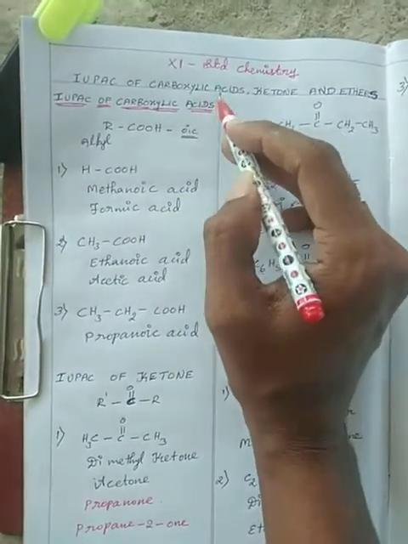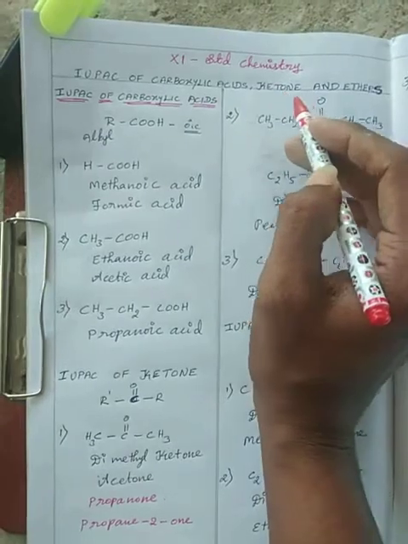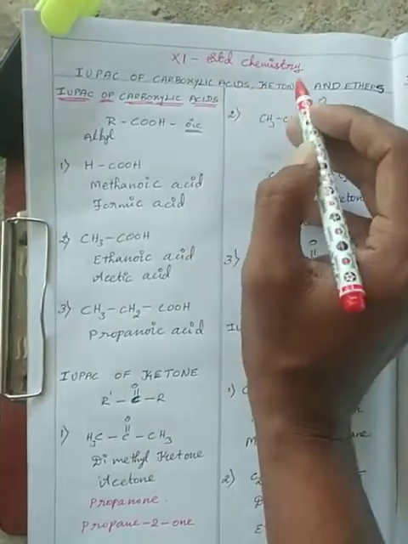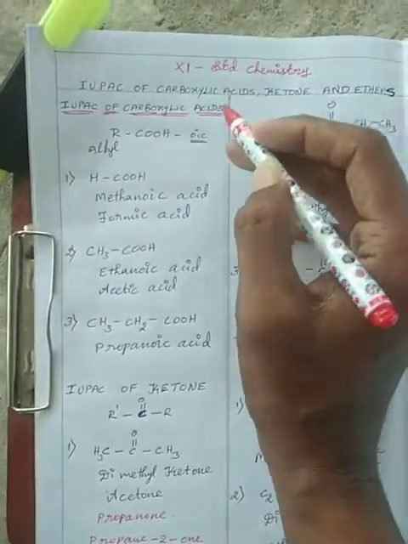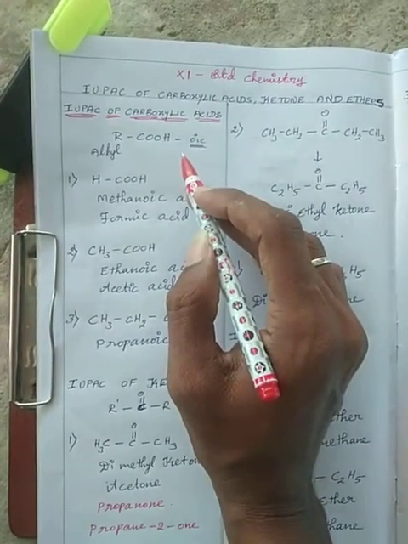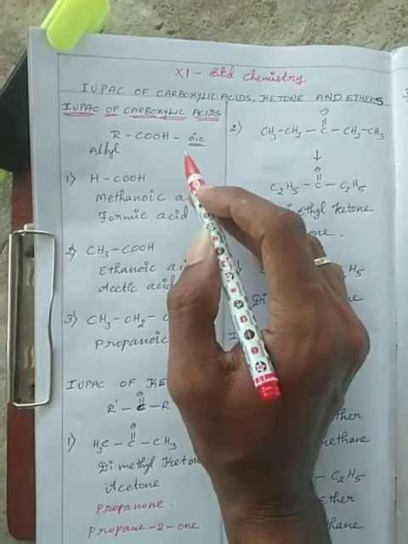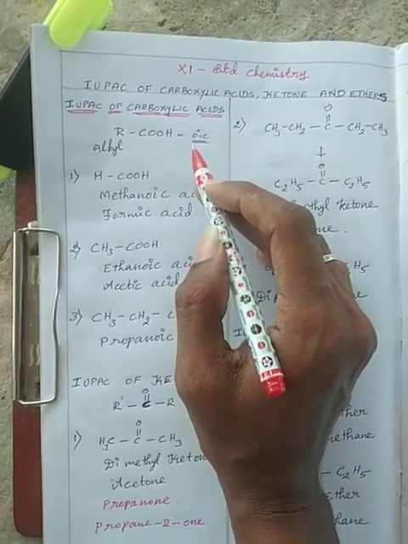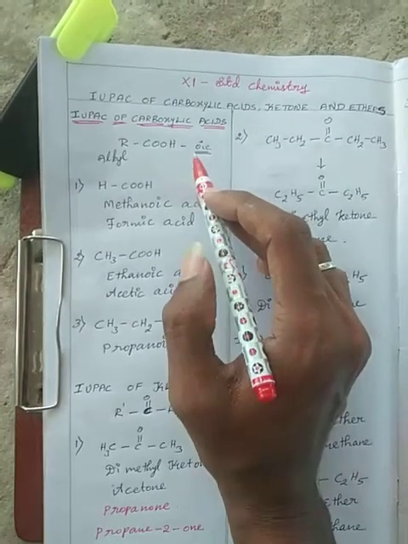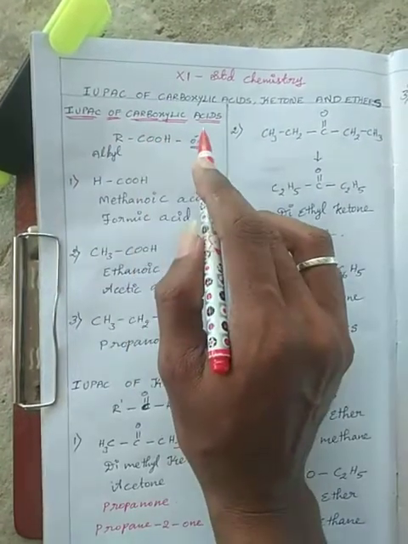Consider the IUPAC naming of carboxylic acid, ketone and ether. This is 11th standard basics. The lessons will start and be worked out in depth for the 11th standard session, but the basics themselves are also very important. Next, consider the IUPAC naming of carboxylic acid.